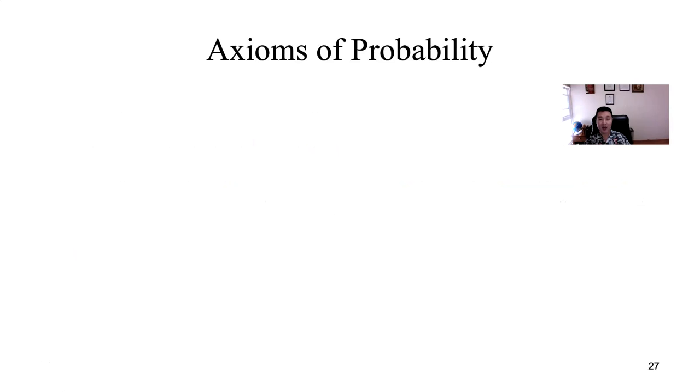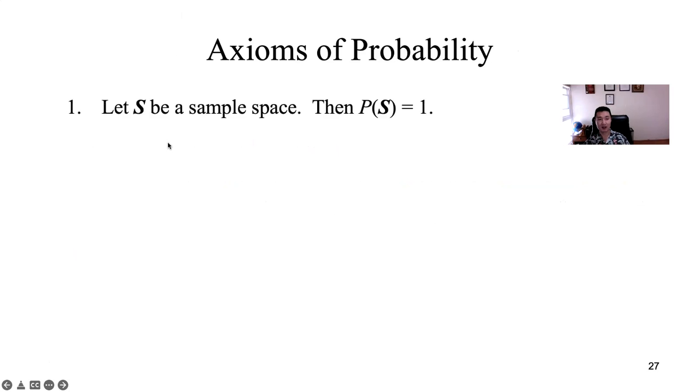All right, so axioms of probability. These are universally accepted principles. S is the sample space. The sample space includes all the possible outcomes, all the possible simple events. So P(S), the probability of the sample space, will equal 1. That is true. And also probabilities are between 0 and 1 inclusive.